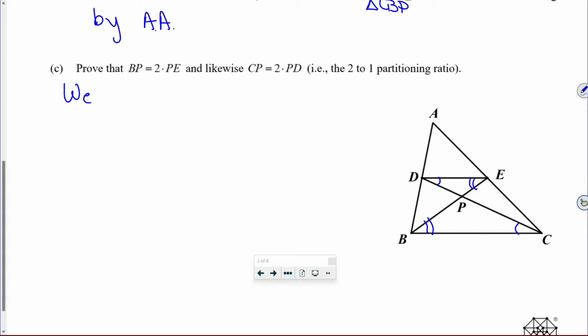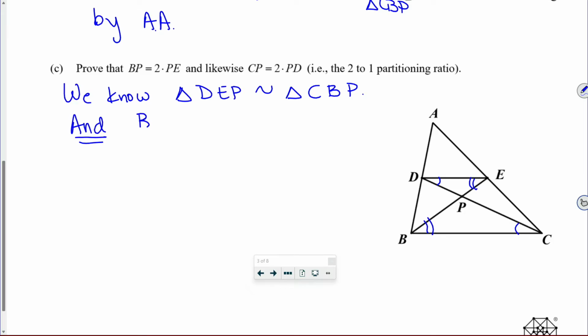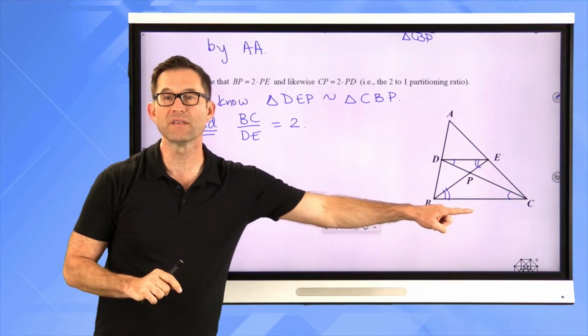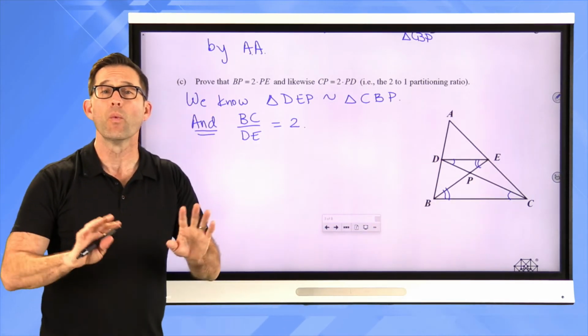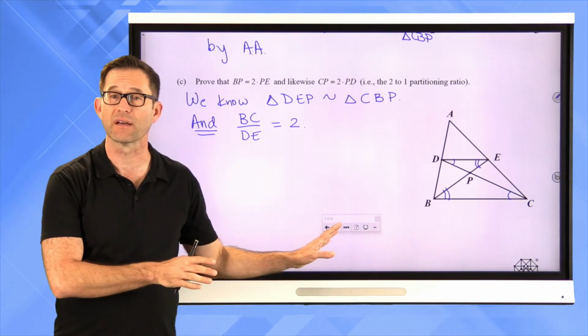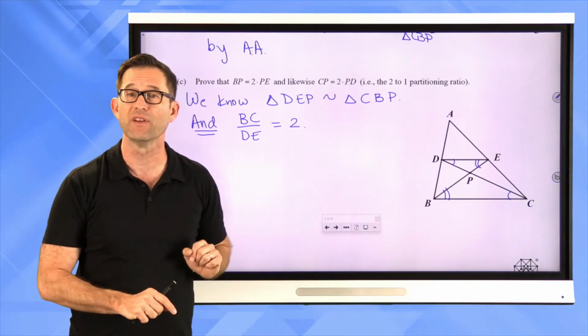We know that triangle DEP is similar to triangle CBP, all right? We just proved that. And this is key, right? We know that BC divided by DE is equal to 2. We knew that way back in Unit 6, right? That BC was twice the length of DE.